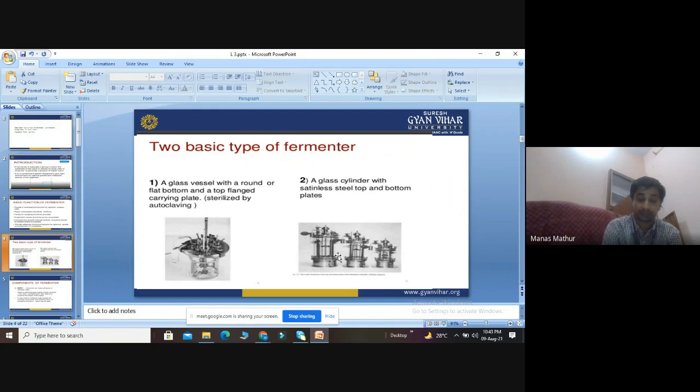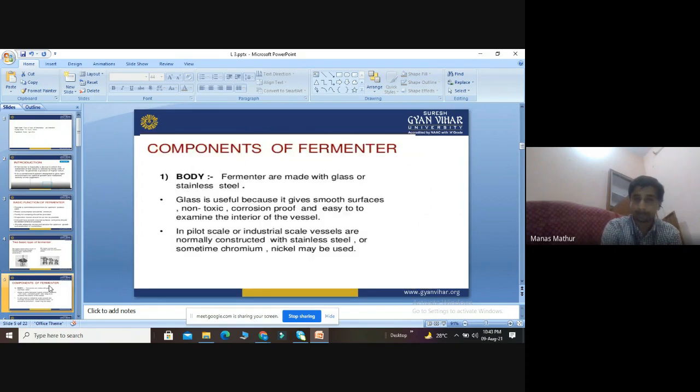In one fermenter, there is a glass vessel which is rounded or flat at the bottom, and the top is covered by the carrying plate. The other has a glass cylinder with stainless steel top and bottom plates. Then, what are the basic components and body structure of a fermenter? Now we'll discuss each part of the fermenter in detail.